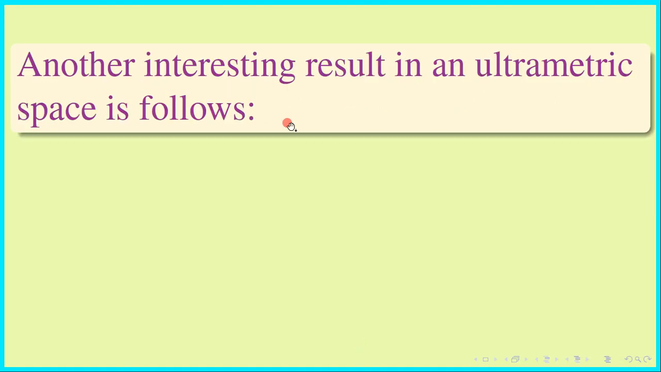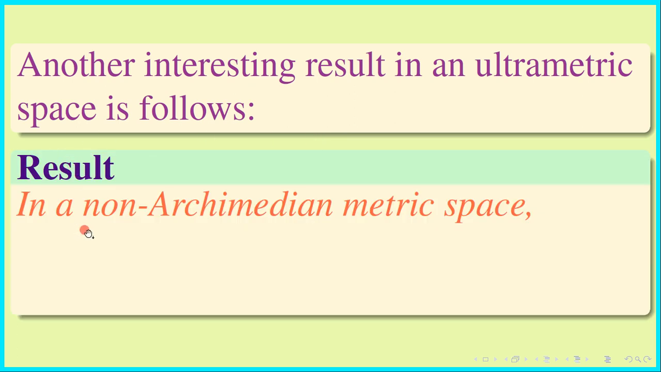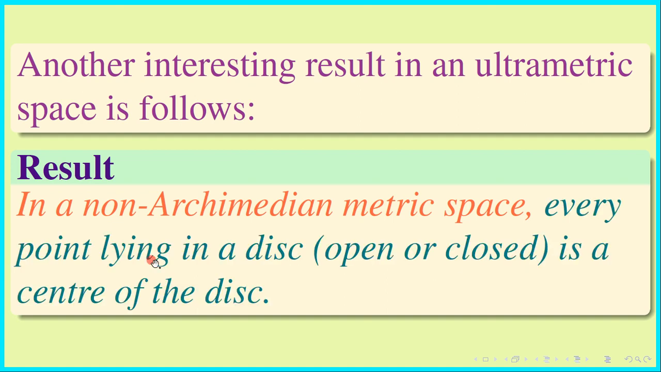Another interesting result in an ultrametric space is as follows. In a non-Archimedean metric space, every point lying in a disk, open or closed, is a center of the disk. In other words, every point in a circle is a center. That's quite amazing.